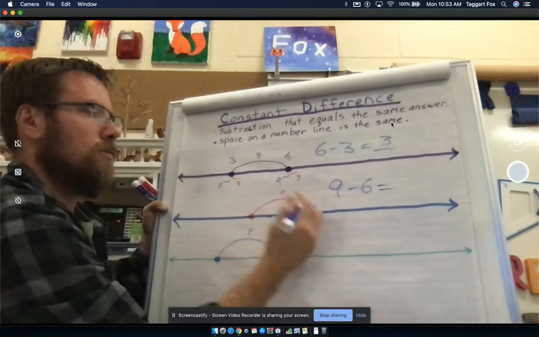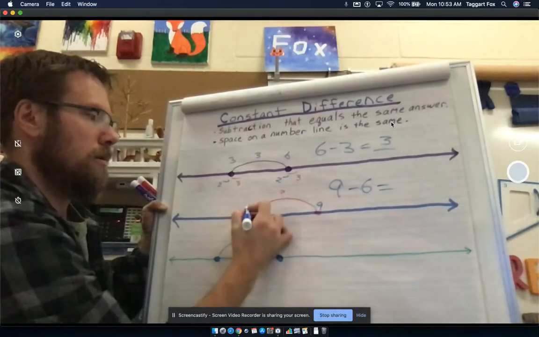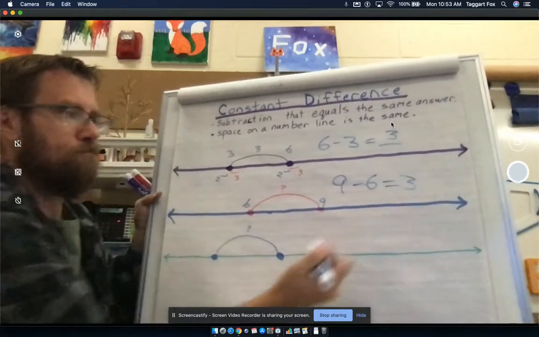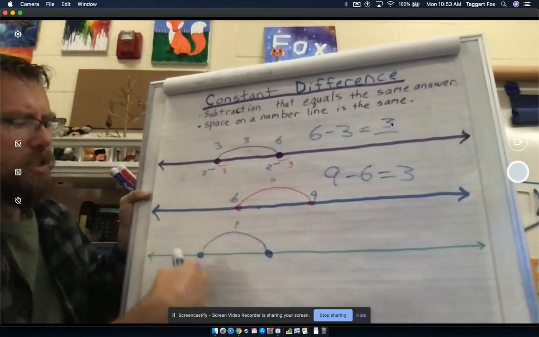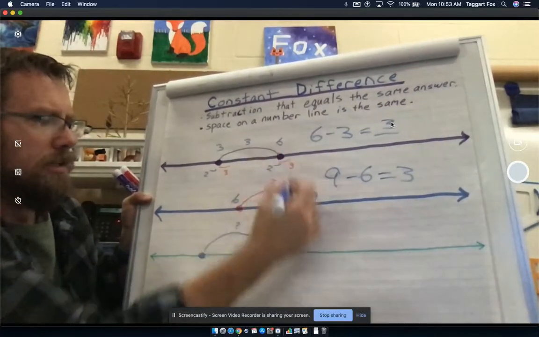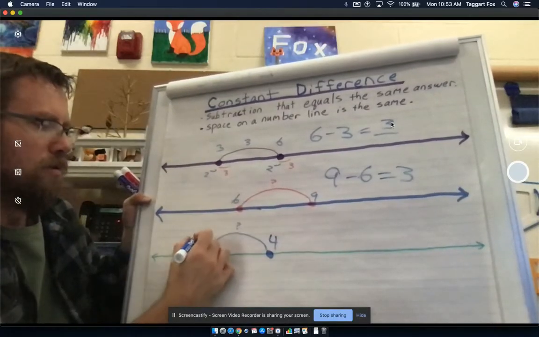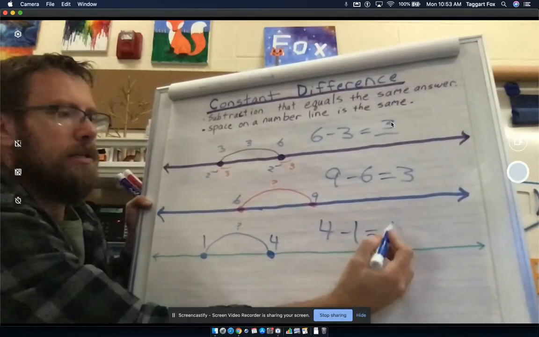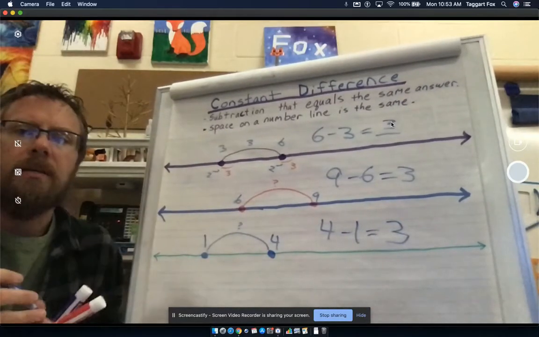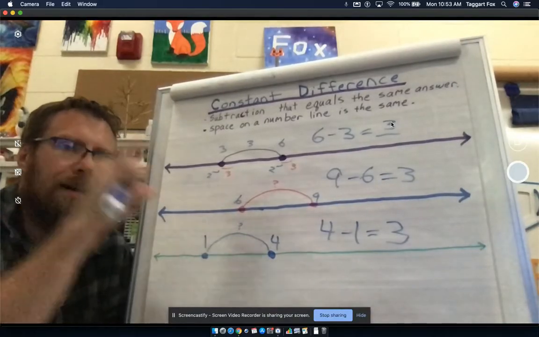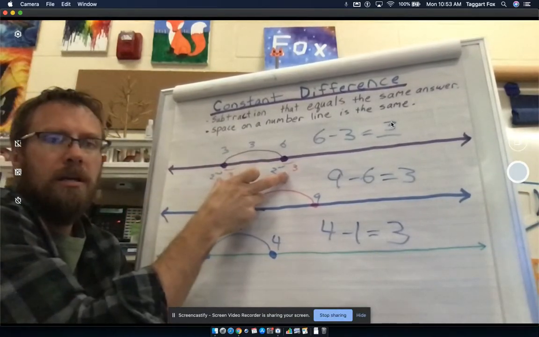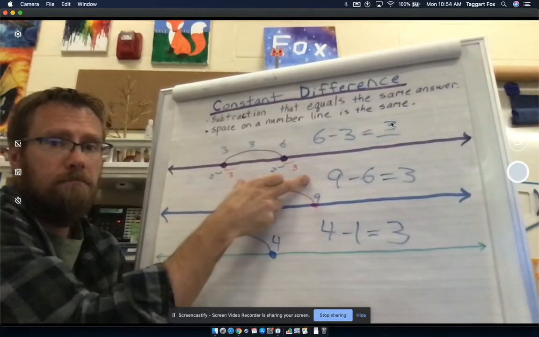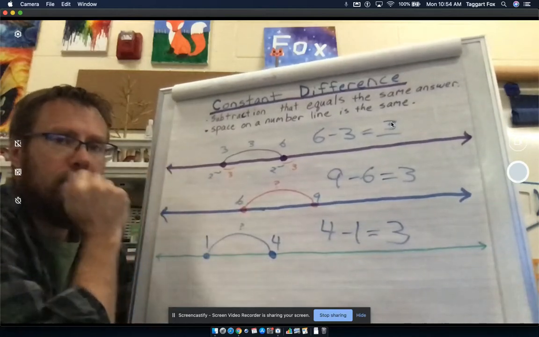9 minus 6. So here's my new number, 9. My new number, 6. What's the distance? Still 3. Okay, I took the original problem and I took it down 2 over here. So 6, that's 4, and 3, that's 1. My new problem is 4 minus 1, and that is still 3. So the idea is that when we have a subtraction problem, if we take the 2 numbers and move them both the same way, the answer is still the same.